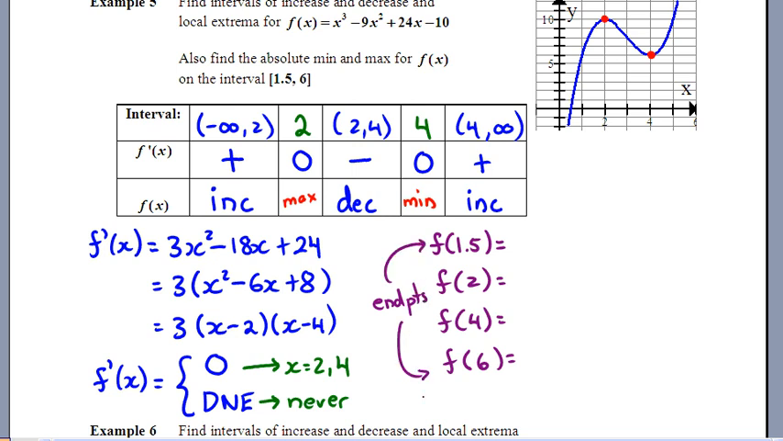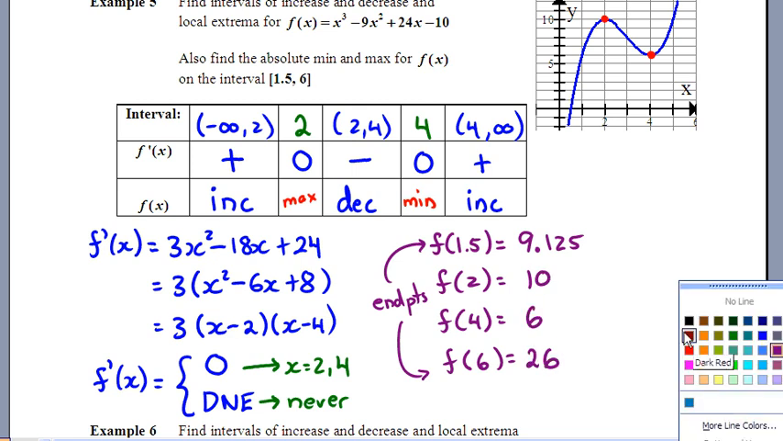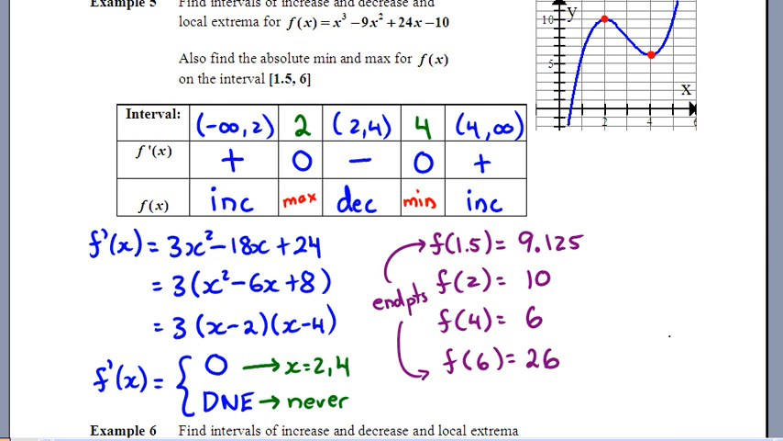Just abbreviating that because I don't have a lot of space. When you check out the y values, I'm just going to offer them to you. This is 9.125. This is a 10. This is a 6. And this is a 26. And so people are asking, what's the absolute minimum? What's the absolute maximum? I can just look through this table and say that one there is your absolute minimum. And on this interval that we're talking about, that is the absolute or global maximum. So absolutes, we can just check. What are the best and worst y values that we see? But you got to check the endpoints as well. This graph was climbing like crazy by the time we got out to 6.